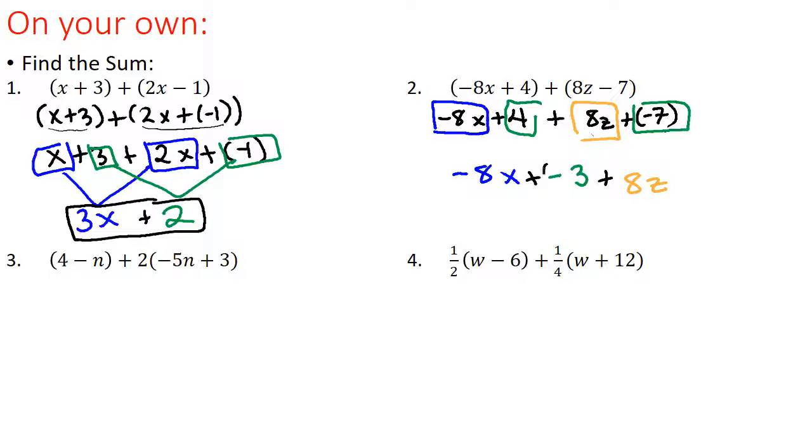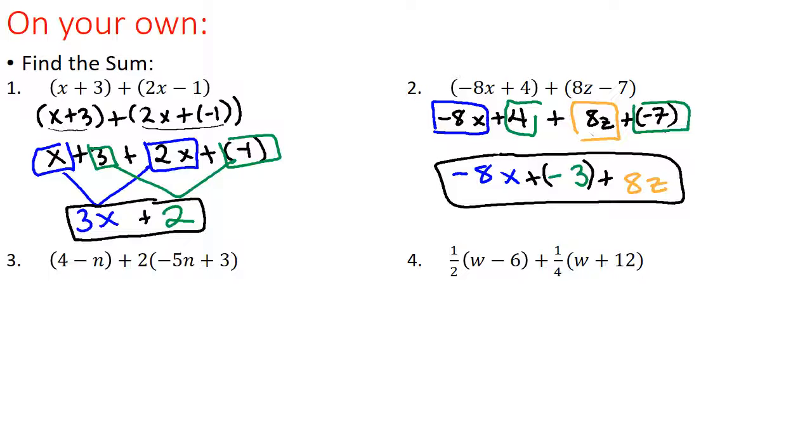Okay, so I might want to just plug that into parentheses, and that will be good. Okay, now as I look at this next one here, I have 4 minus n plus 2 times the quantity negative 5n plus 3.